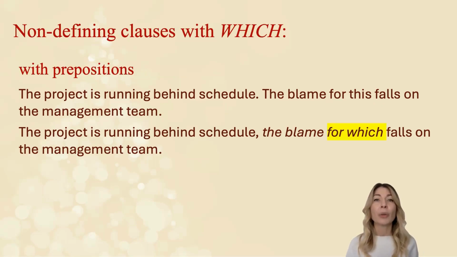So you can see that which can be used as a general purpose connector, as a connector for the comment clause, and after prepositions. Okay, hopefully it makes sense, and now you understand better when we use commas, when we do not use commas, and when we can substitute that for who and which, and when we cannot do it.